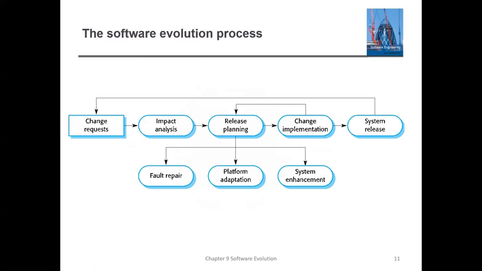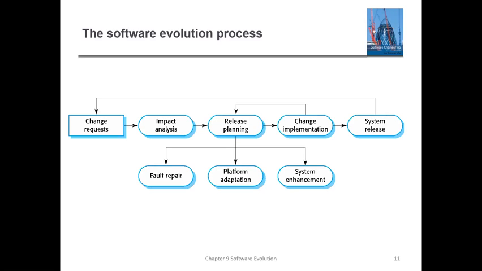Then you have to go for the planning, where you have to release the planning, and if it needs any changes, you have to go for change implementation. If it doesn't need any changes, then you just go for the platform, in which platform the software has to run. So you need to adopt that platform. And again, that is also of three types. One is you just adopt the platform whatever is available.